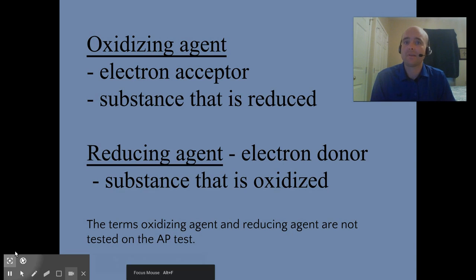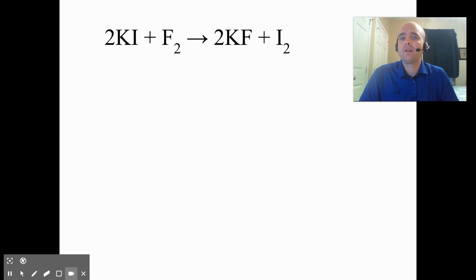Let's work through some examples. When you get a redox equation like this, it's helpful to start with the oxidation states first.